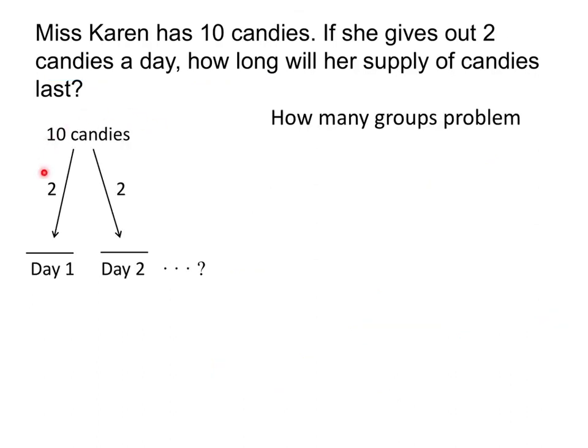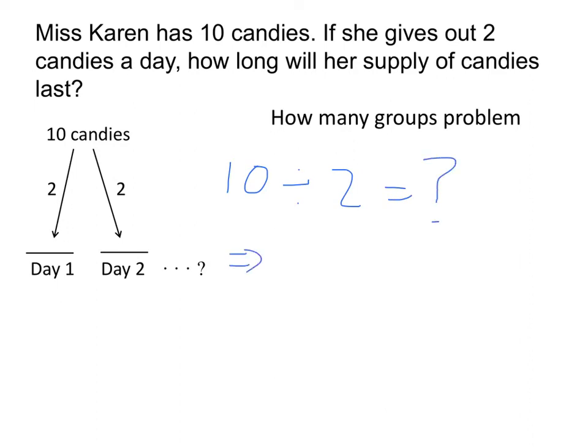So here's just a cleaned up version of that picture. And because our question mark is down here at the bottom, which means that we don't know how many groups we have, we see that this is a how many groups type of problem. And so to solve this problem, we're going to take our total number of items, which is 10, and divide it by the number of items in a group, which is 2, and this is going to give us our number of groups, question mark.